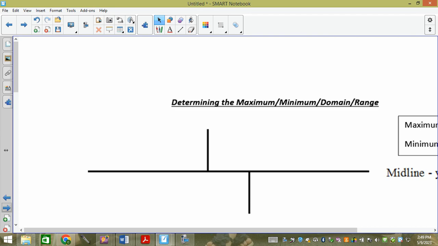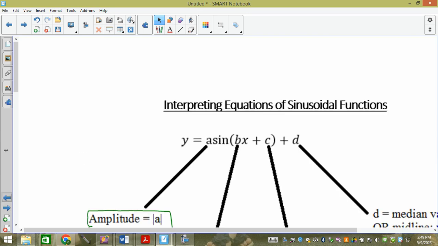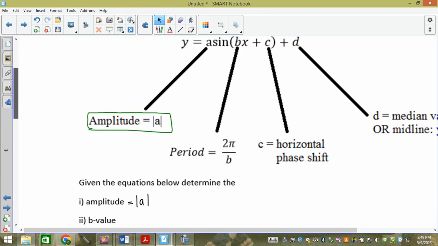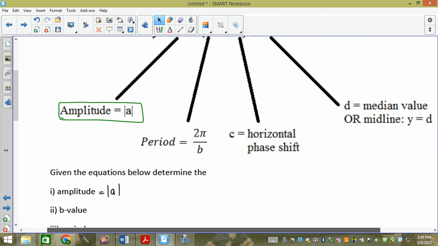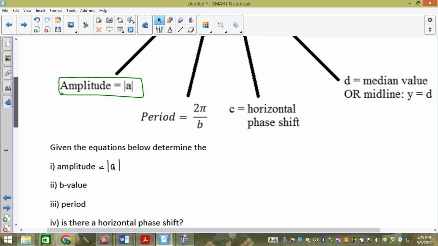And then back here. Okay, go back to this part. The next thing we're going to find is the B value. I call it the period.